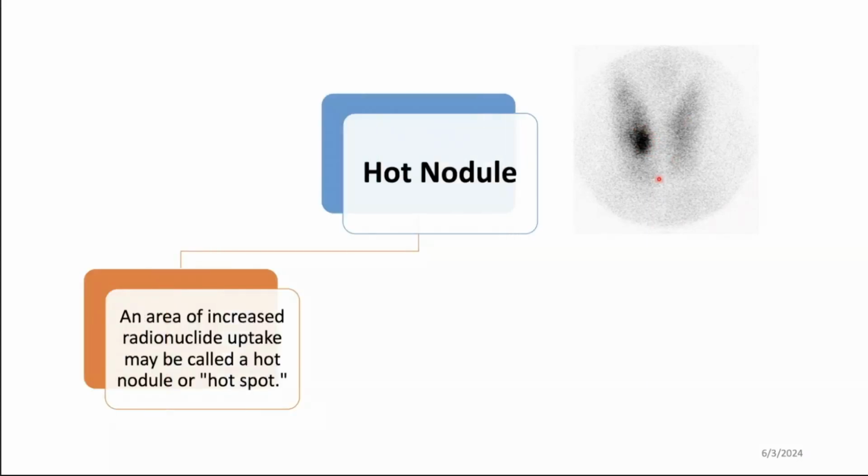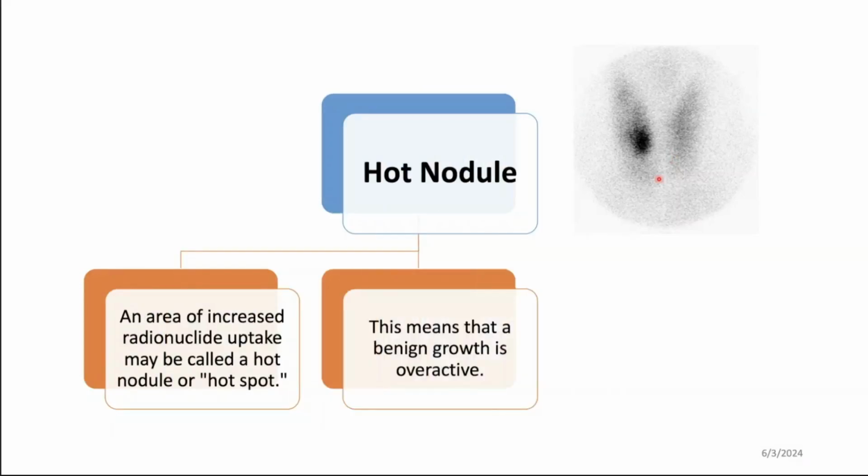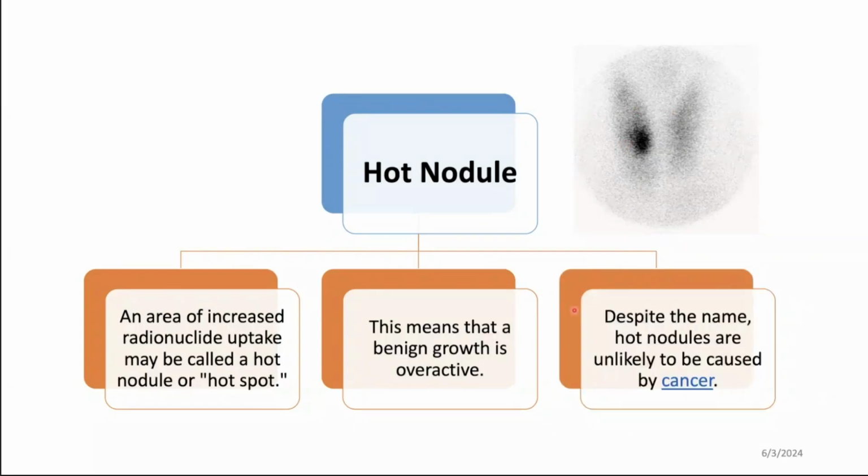So whenever we see a hot nodule on a thyroid gland, this is almost always a benign nodule, okay? So remember that hot nodule means benign nodule. I know the name can be misleading, but try to remember hot nodules are unlikely to be caused by cancer. So most likely they are benign.